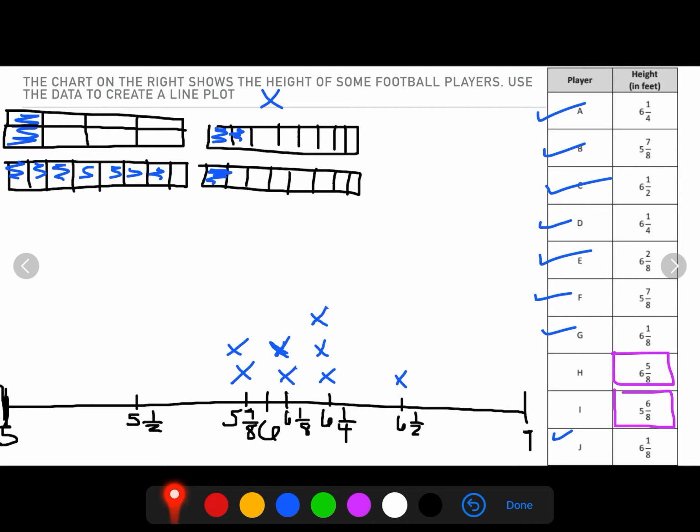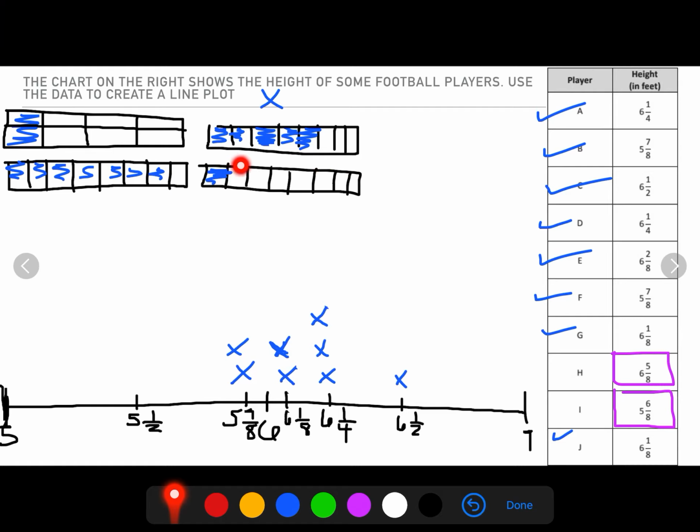Now we're left with 2 football players, player H and player I. Player H is 6 5/8 feet tall. 6 5/8 feet. So that means that player H can be represented by this area model right here, 5/8.